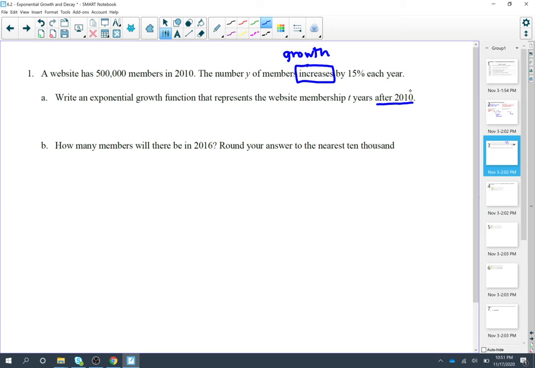So, growth function, y equals a times 1 plus r to the t. So, we're going to have y equals. Our starting population is the population in 2010. Well, they told us that that was 500,000. So 500,000 people, and then 1 plus R. R is our growth rate, which is 15%.